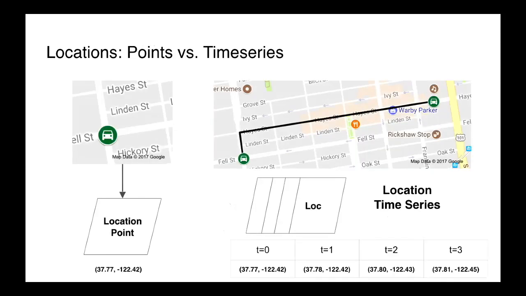Let me make one more clarification. I've so far mentioned locations as a general concept, but I'll make a distinction in my talk between a simple location point, which is just where a car might be at a certain point, so that's just one latitude and longitude, and what I'm calling a location time series. That's where some entity like a car is traveling over time. So this is just a set of location points over time, some point at t equals 0, and some other point at t equals 1, etc. Cool. So that's some terminology out of the way.